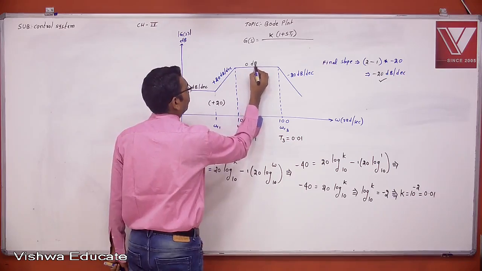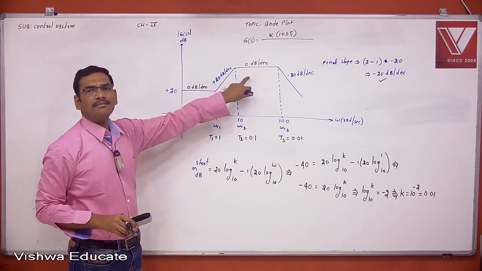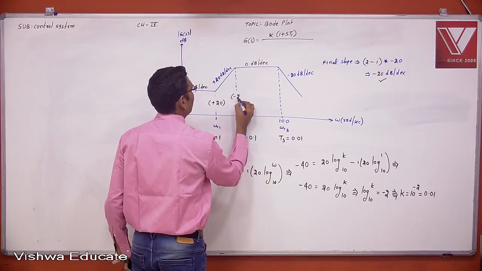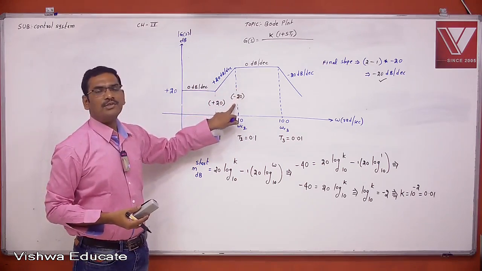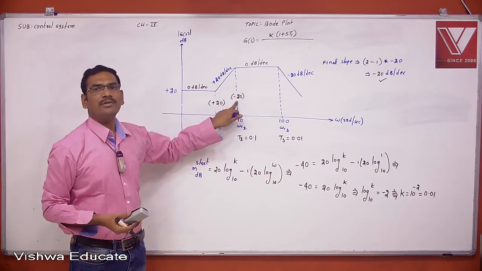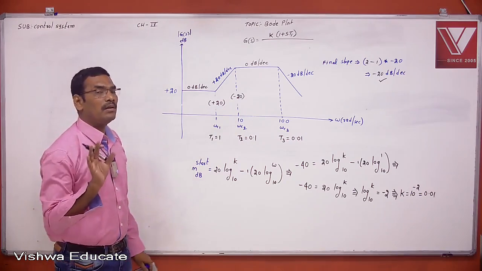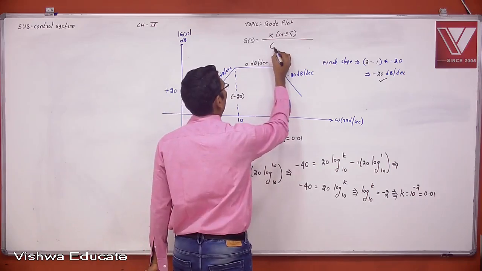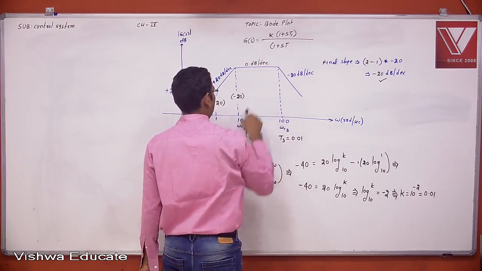Plus 20 will become 0 dB per decade, which means how much is added? The added value is minus 20. Now plus 20 becomes 0 by adding minus 20. Who will give minus 20 at a corner frequency? The minus 20 dB per decade at a corner frequency is given by one simple pole, or one finite pole, 1 plus s T2.